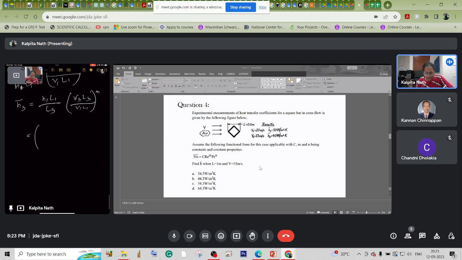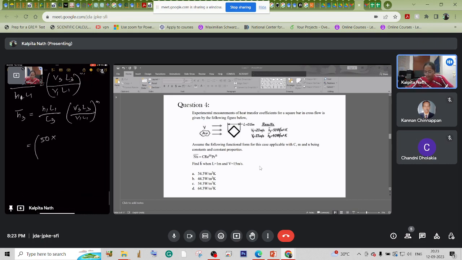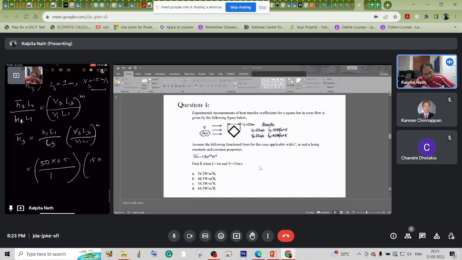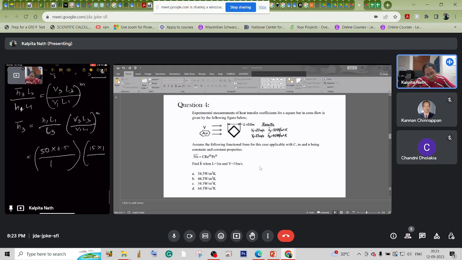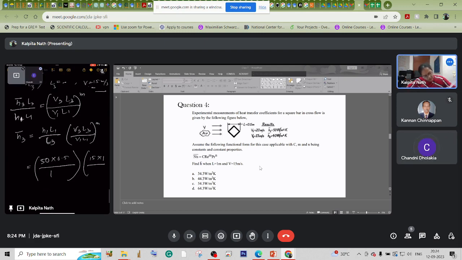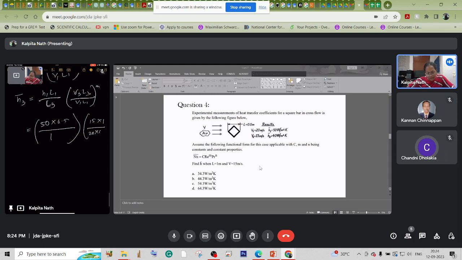So m we already know. H1 is 50, L1 is 0.5, L3 is 1, V3 is 15, upon V1 L1. V1 is how much? V1 is 20, into L1 which is 0.5, to the power m, which is 0.78. So H3 will come out to be 34.3 watt per meter square Kelvin. So that is option A. Okay.